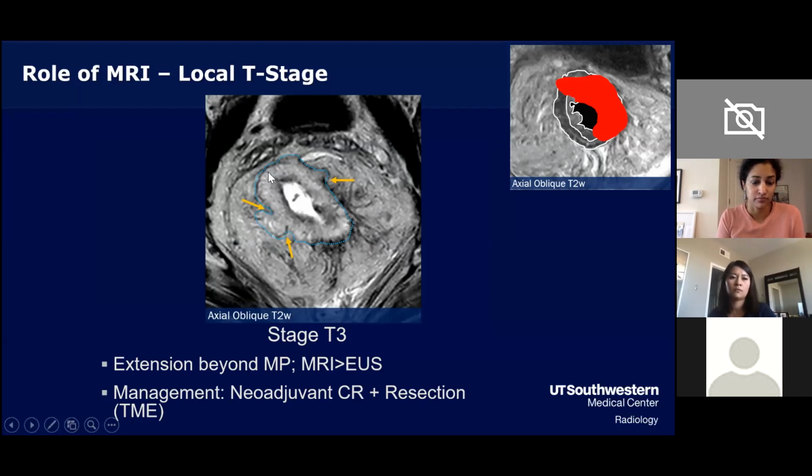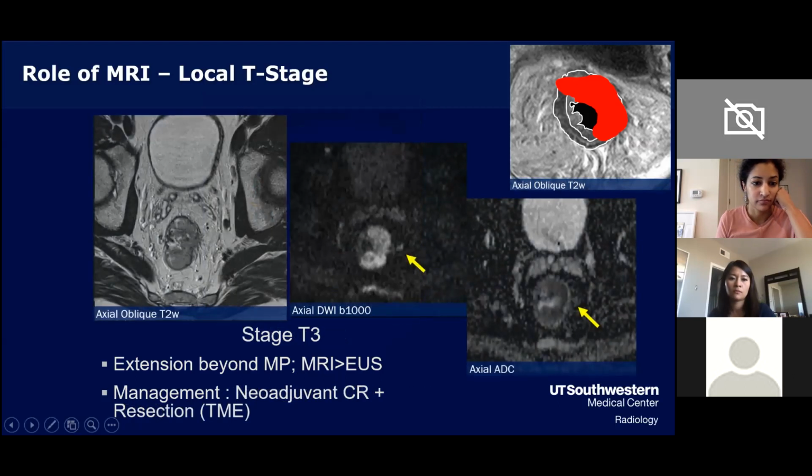With these mucinous tumors, it can be tough to see the extension beyond the rectal wall. What you're looking for is the defect of that muscularis propria, because this hyperintense tumor may be very similar to the surrounding fat. But this is a stage T3 tumor. The patient will get neoadjuvant chemoradiation prior to resection. And here's an example of that T3 I showed you earlier.